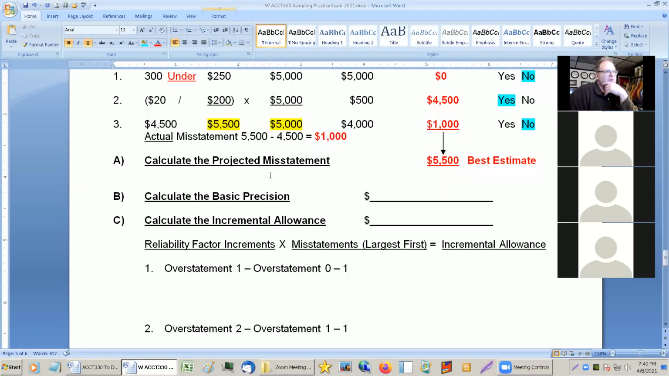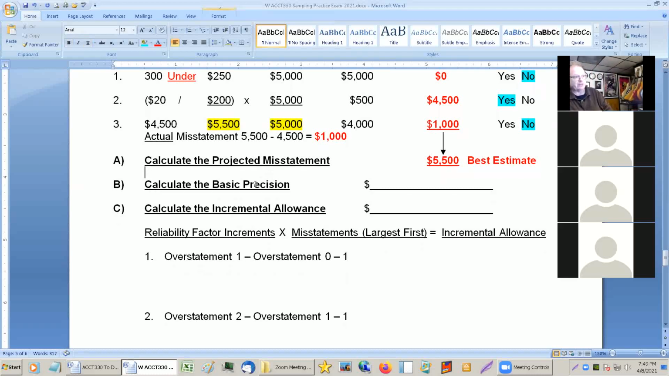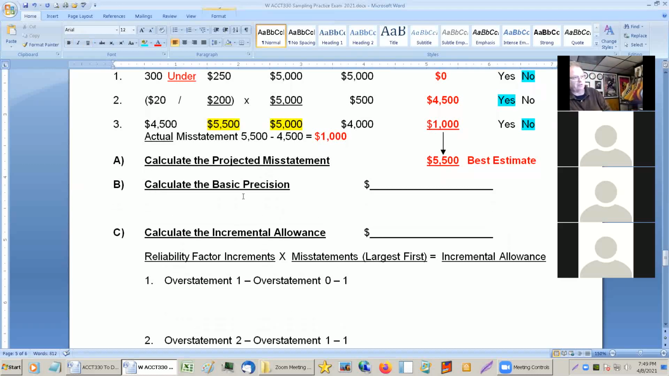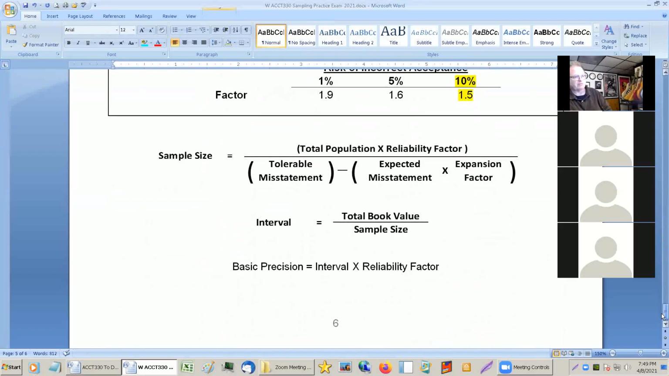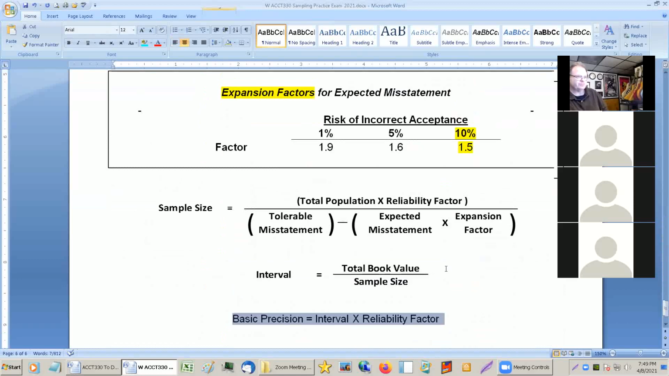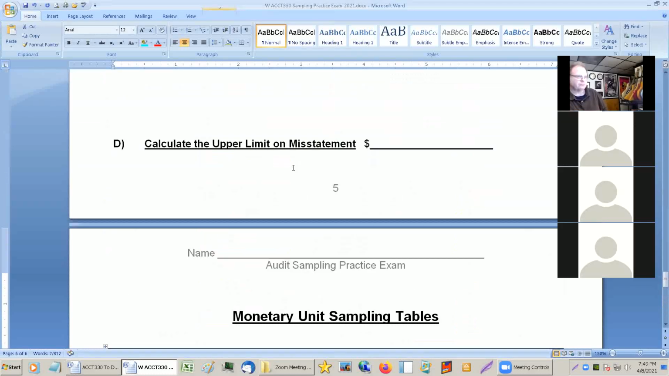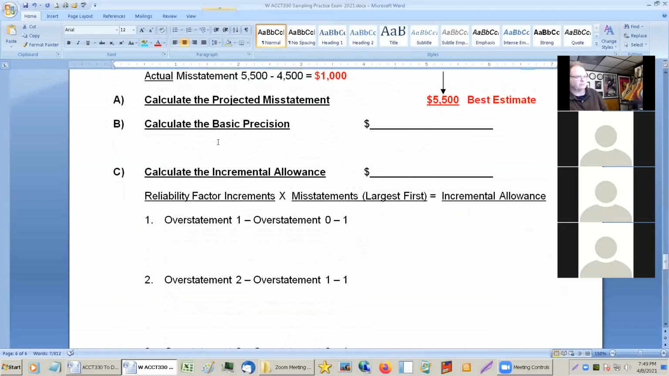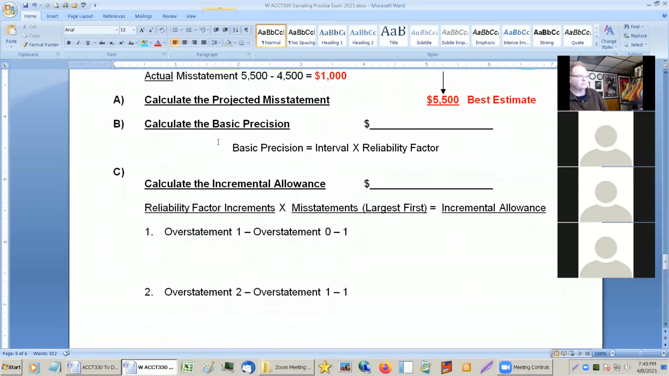So the first thing we're going to look at is the basic precision, and this is if there were no errors, we didn't find any problems. There's still a possibility that it could be off. I'm just going to copy this.